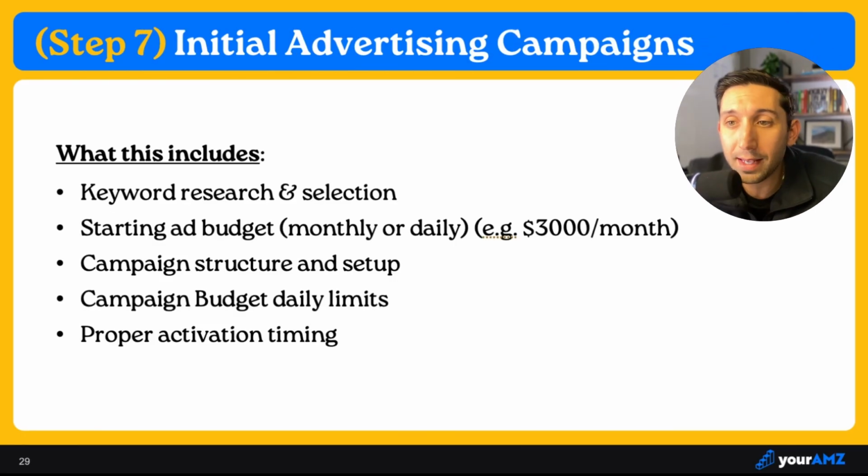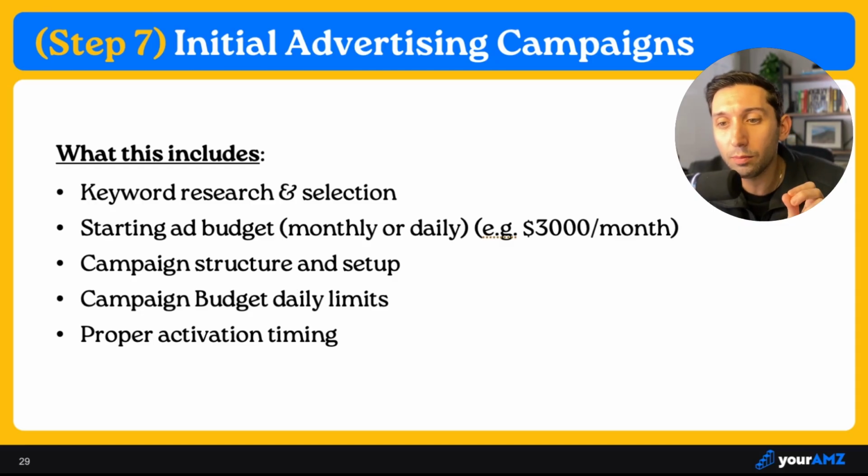And then finally, our last step is initial advertising campaigns. This includes keyword research and selection. What is your starting ad budget? This could be a monthly budget or a daily budget, so $3,000 per month, $100 per day. You need your campaign structure and setup. You need your campaign budget and daily limits, so your overall budget, and then what is your budget per campaign?